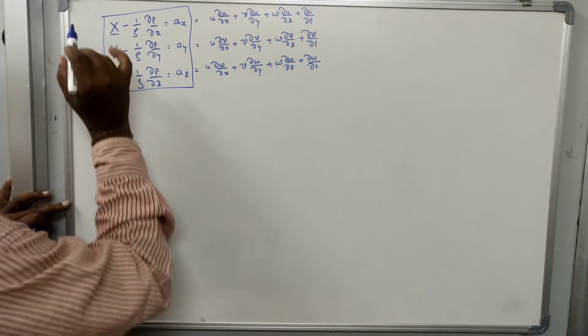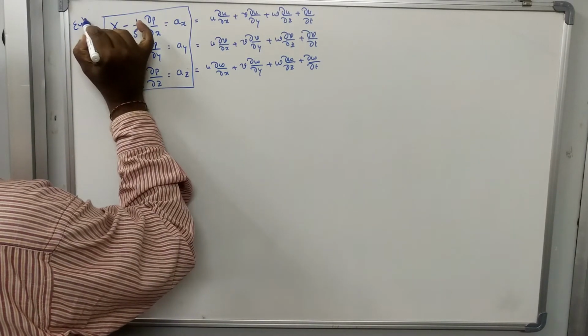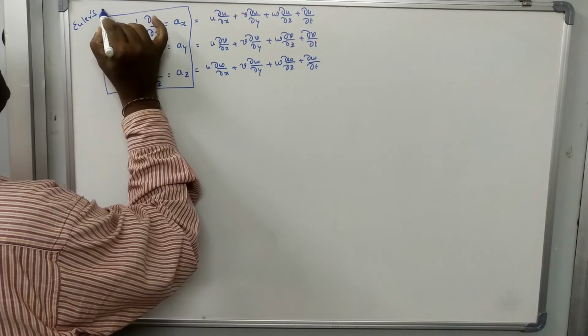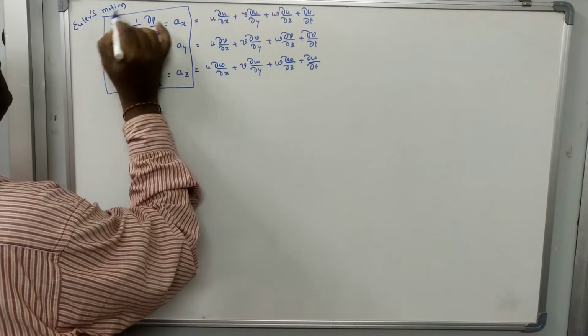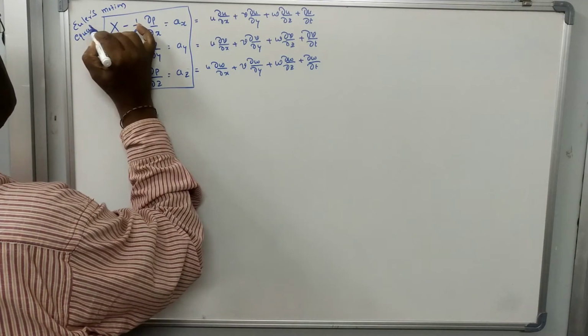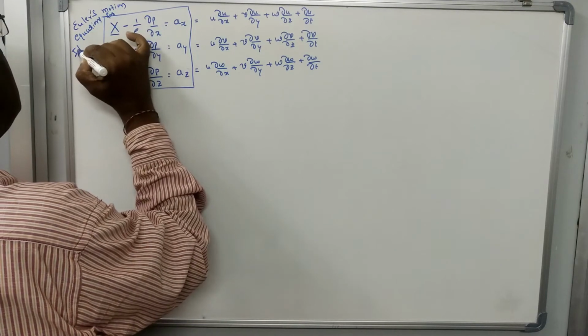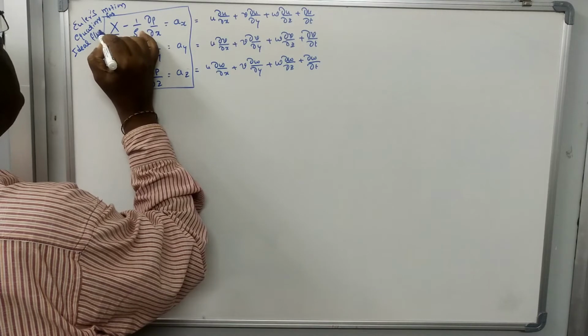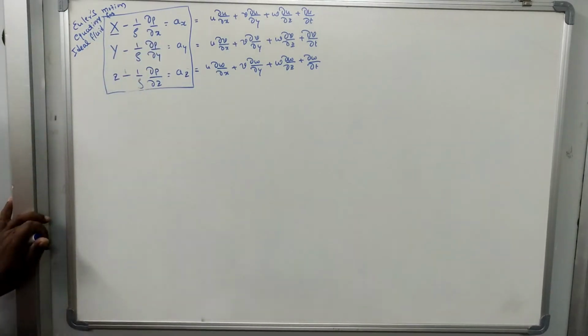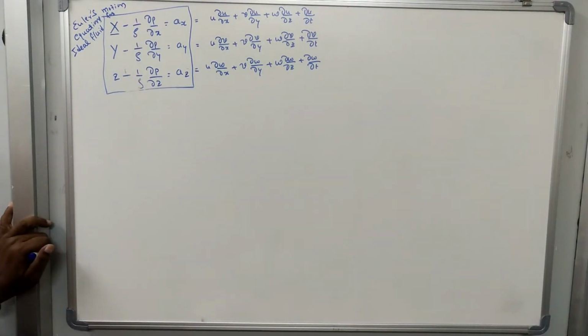These equations are called Euler's motion equations for ideal fluid, okay.